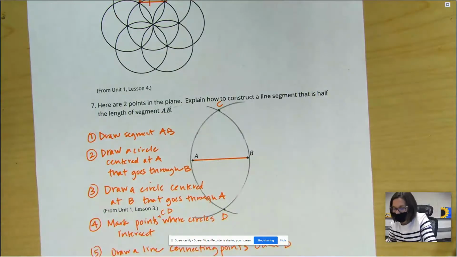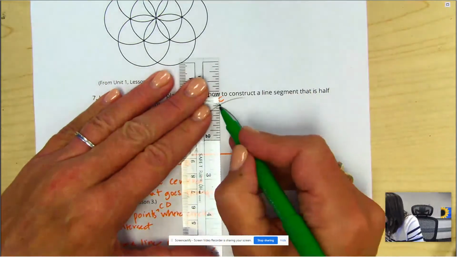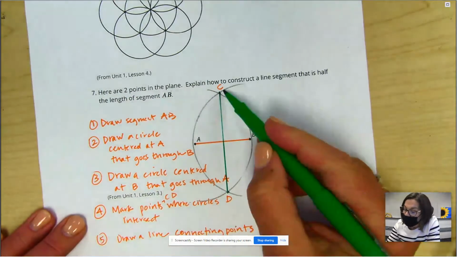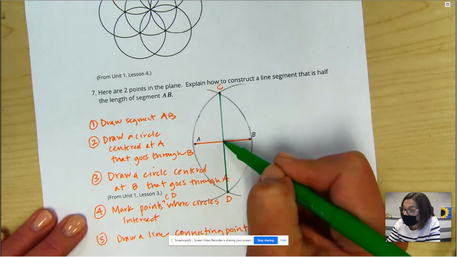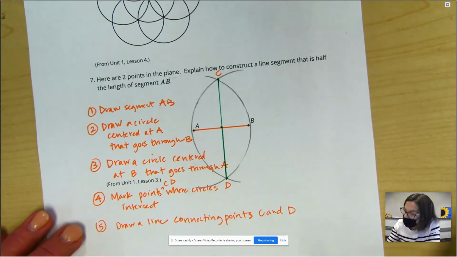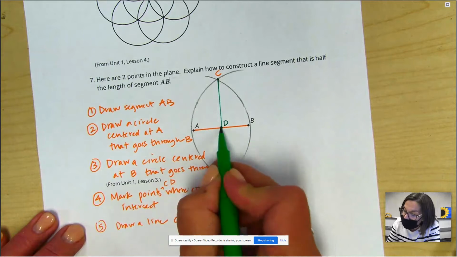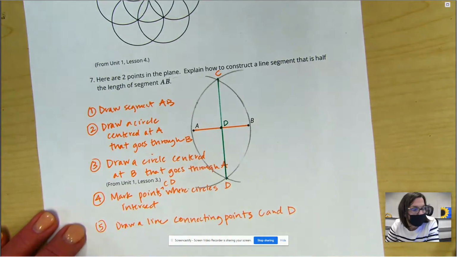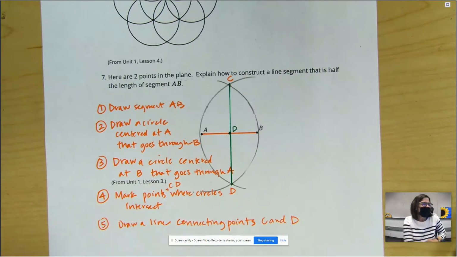Then the line that you just drew, or the segment that you just drew, will intersect the original segment right in the middle because it's a perpendicular bisector. So then, let's call this point D. We would know AD is half the distance of AB, and AD and DB are the same because this is the midpoint. Okay, all right. Bye.